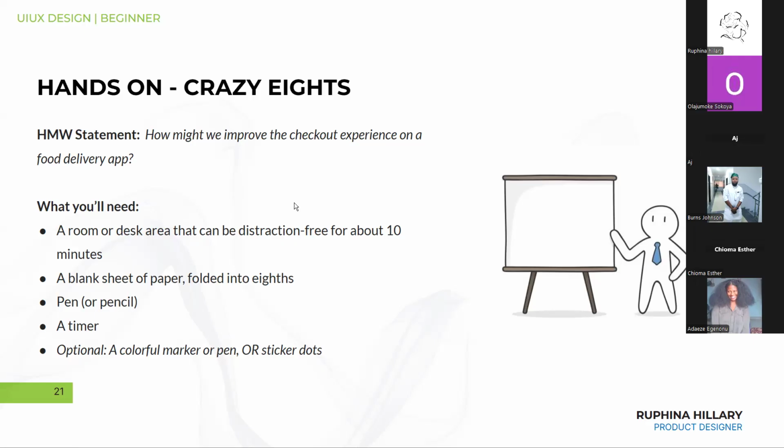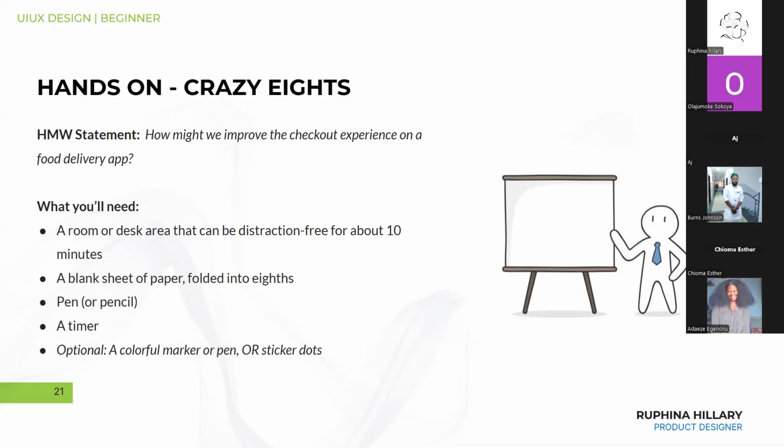So for the crazy eight, the how might we statement I would like us to look at: How might we improve the checkout experience on a food delivery application? So this is the problem statement. This is the focus of this ideation process now. We want to improve the checkout experience on a food delivery application. Yeah. So like I've said before, what do you need?